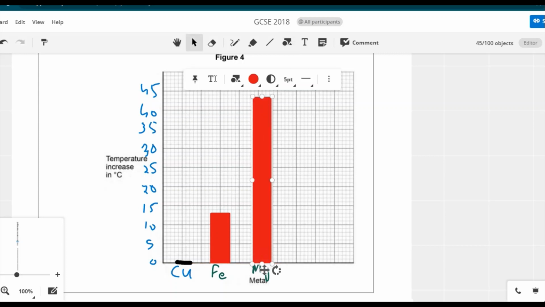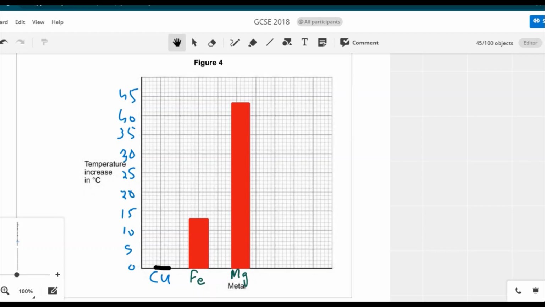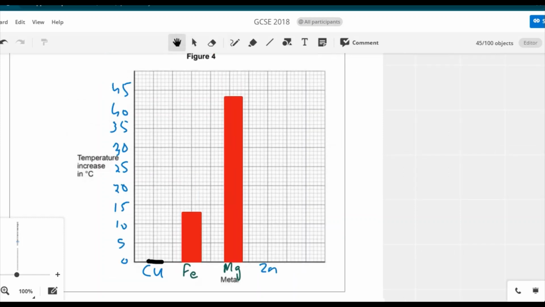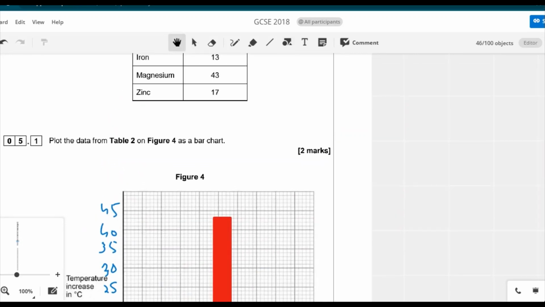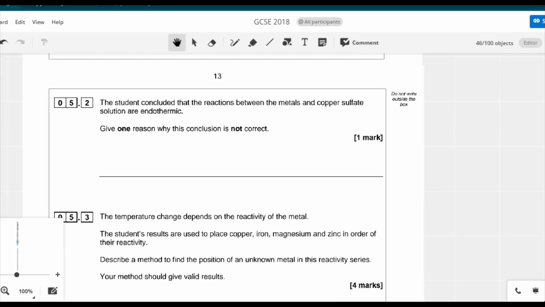Okay, the next one, the last one, that is zinc. Zinc is about 17. So here we need to write Zn, that is 17. So that is the representation of the metals on the graph along with the temperature.